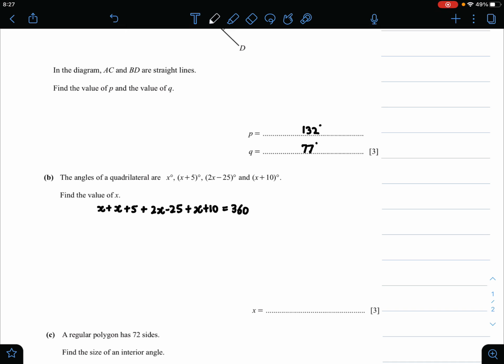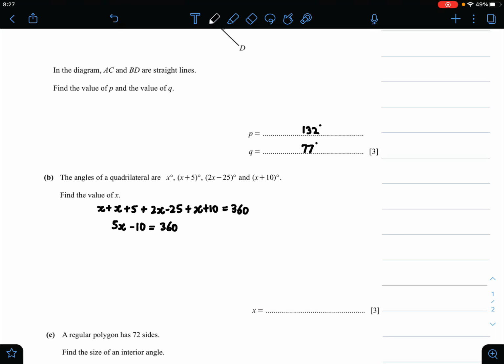So x plus x is 2x, 2x plus 2x is 4x, 4x plus x is 5x. So 5 minus 25 is negative 20, and negative 20 plus 10 is negative 10. So 5x minus 10 is equal to 360. So all I did was simplify the left hand side of the equation.